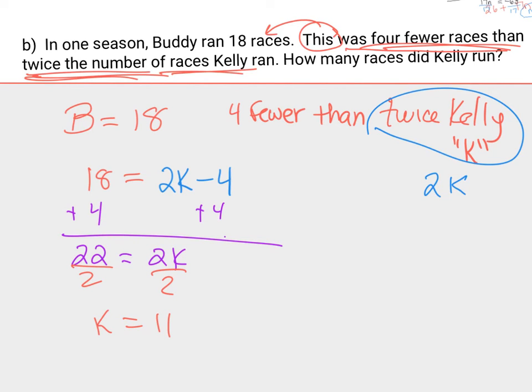The 18 that Buddy ran was 4 less than twice Kelly's. That means Kelly must have run 11, because twice that is 22. 4 less than that is the 18 that Buddy ran.